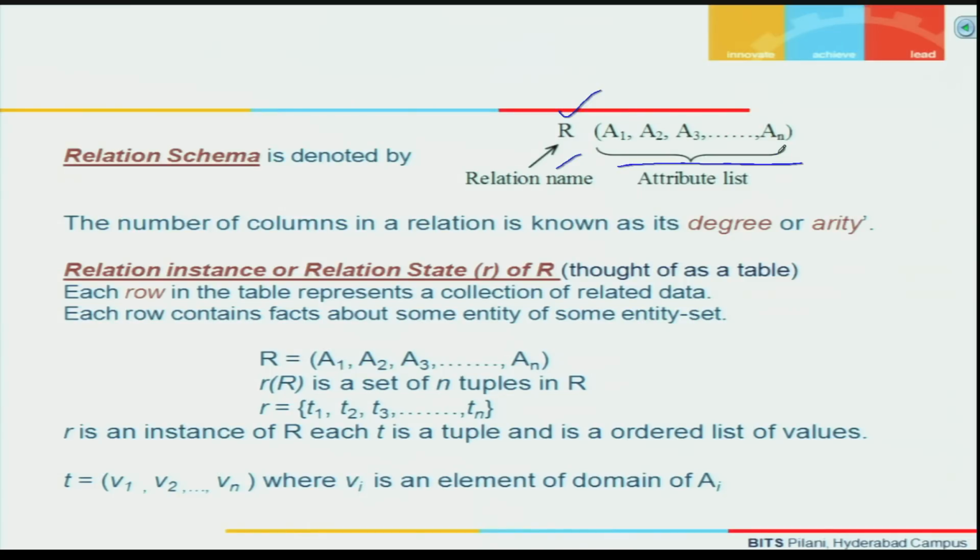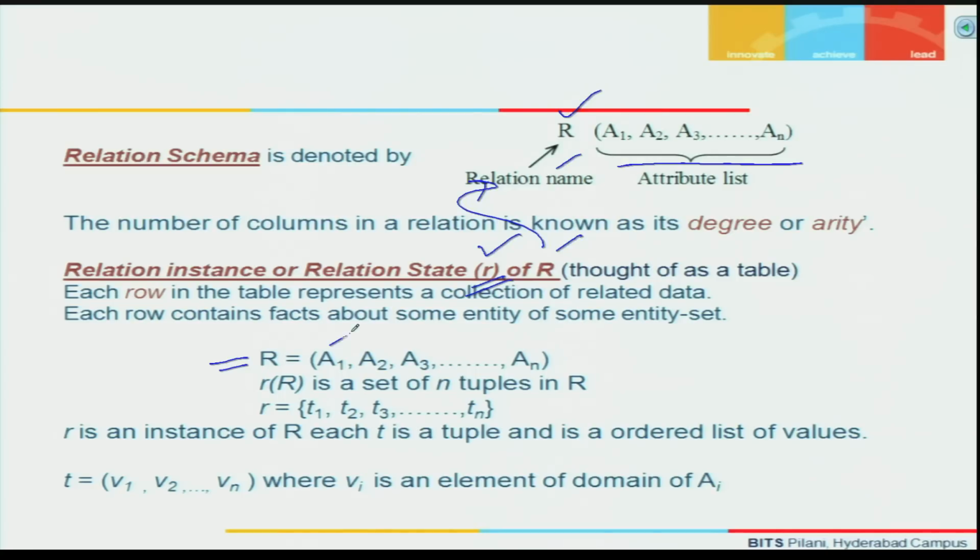A relation instance or a relation state, both are the same: small r of capital R. Capital R is the relation schema, and small r, known as the relation instance, can be thought of as a table, and each row in the table represents a collection of related data. Each row contains facts about some entity of some entity type. In the previous example, the entity type captured in that relation was Employee, and each row revealed some facts about an entity of type Employee.